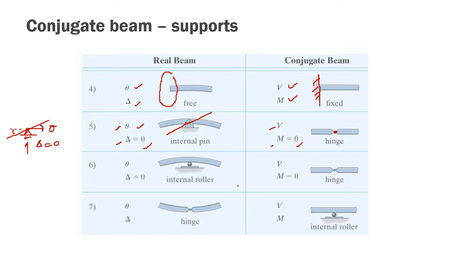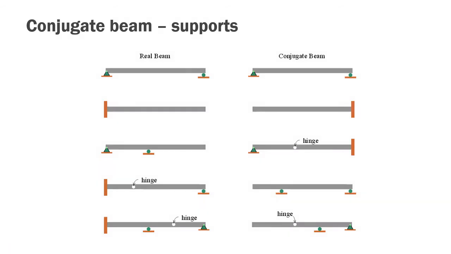And then if you have an internal roller, it's similar to an internal pin. So these two are basically similar. And then if you have a real internal hinge in your real beam, it can rotate, and it can also deflect. It can go down. It can also rotate. So in order to have this condition, you need to change from internal hinge to an internal roller in order to get that value. So these are basically what you need to do. These are just examples of how to change it.